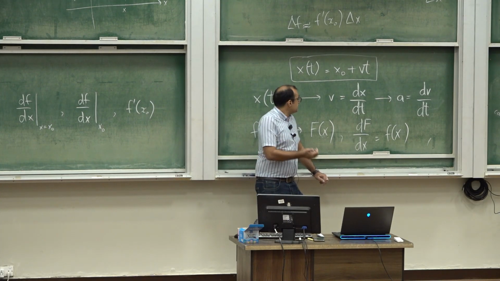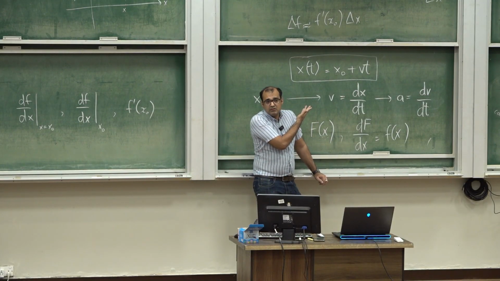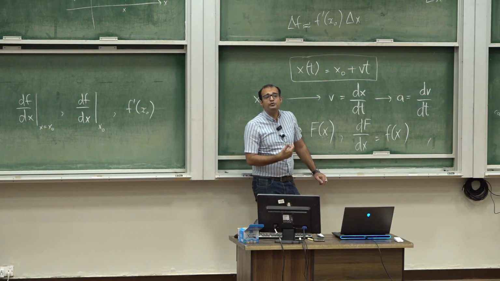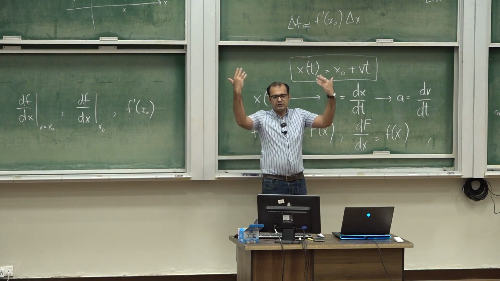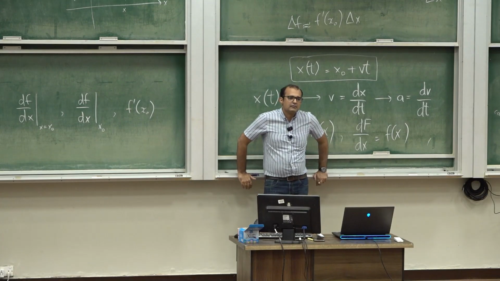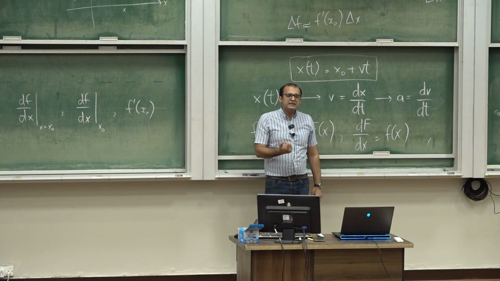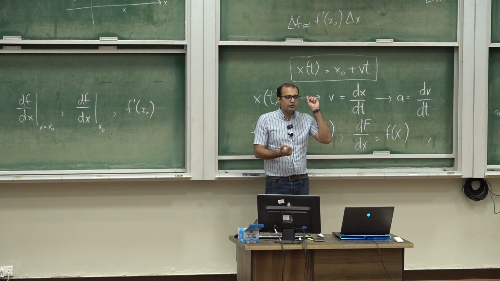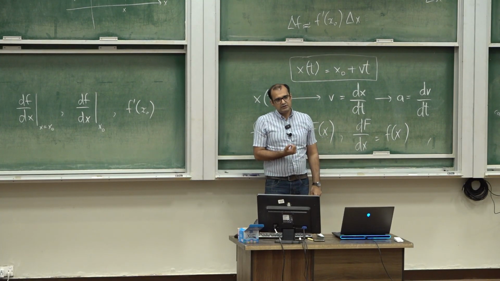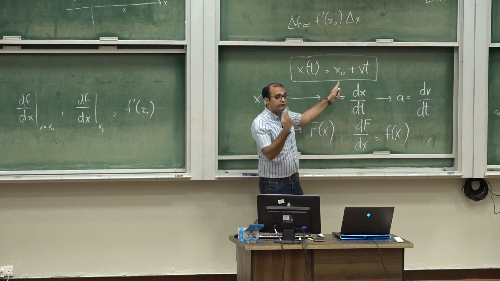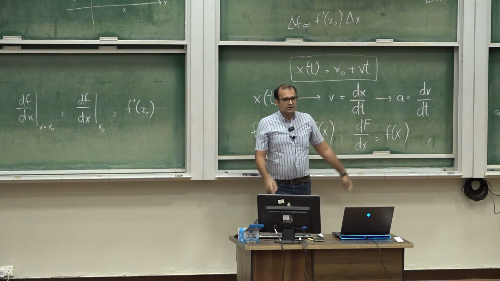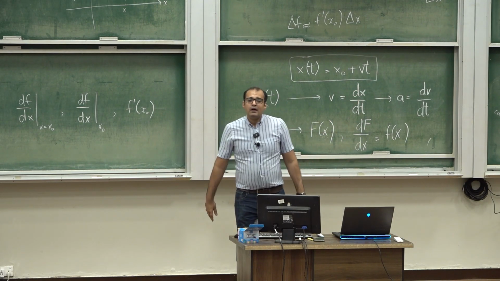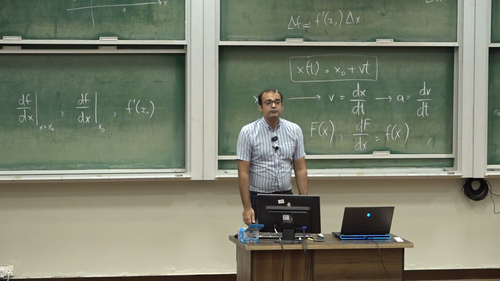But in general you do need this x naught. Why? Because suppose you are considering the motion of two objects. One car is going like that, the other car is coming like that. Say both of them are moving with constant speed. At the instant when I start my clock, I can set the origin to be at the location of one of these cars. So I can make x naught 0 for one of these cars. But for the other car, x naught won't be 0. So you do need this x naught when you are dealing with the simultaneous motion of more than one object.